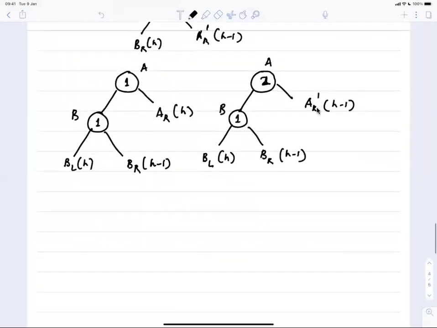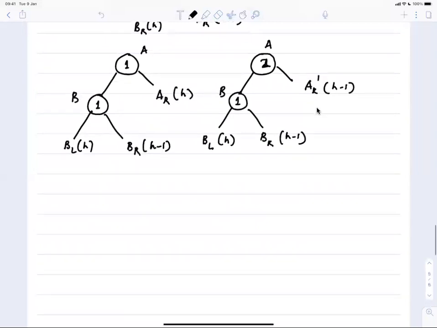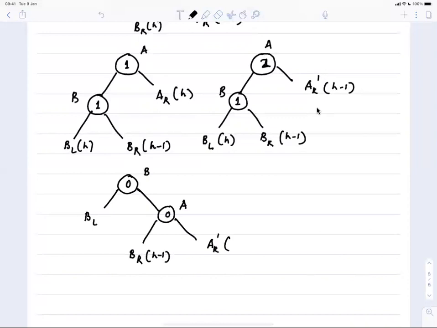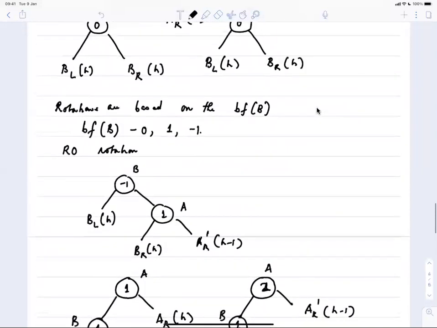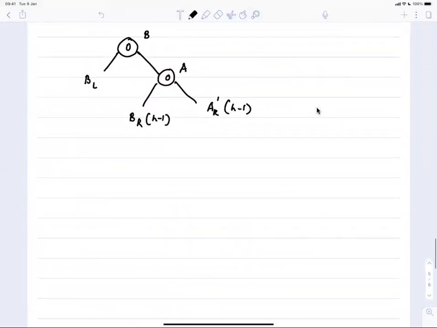Now again, what do we do? This B again becomes the root. Similar, BL, A becomes the child of root, and we have BR of H minus 1 here, AR prime of H minus 1. So it's kind of similar to what we did over here. It's just that A has a balance factor of 1 there. Here it has a balance factor of 0. Okay.